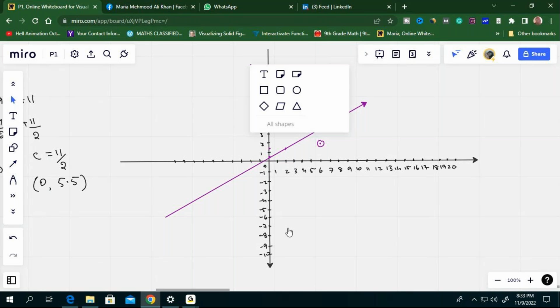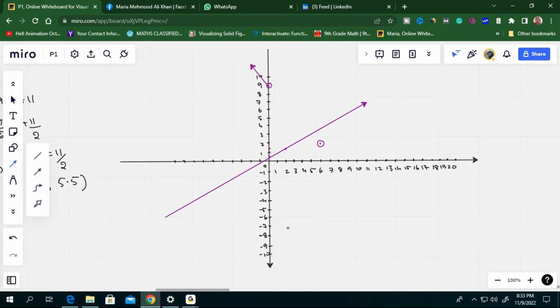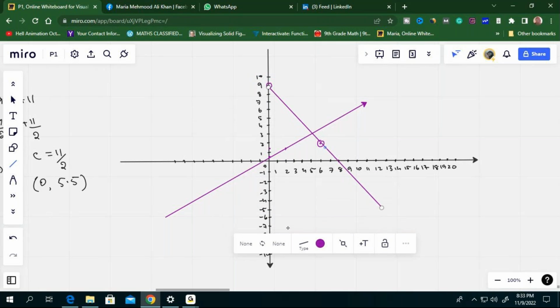Change the color, and I don't want arrow. I don't want arrow at all. So I'm going to do this. Now, erase this out, and now I'm going to draw my line with a different color.